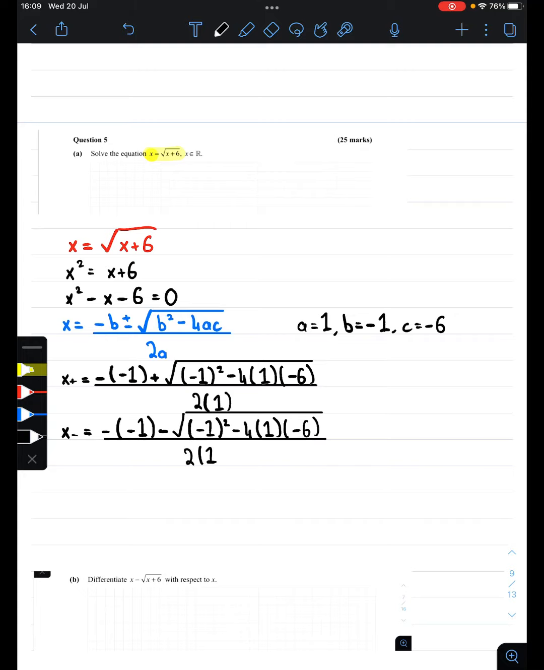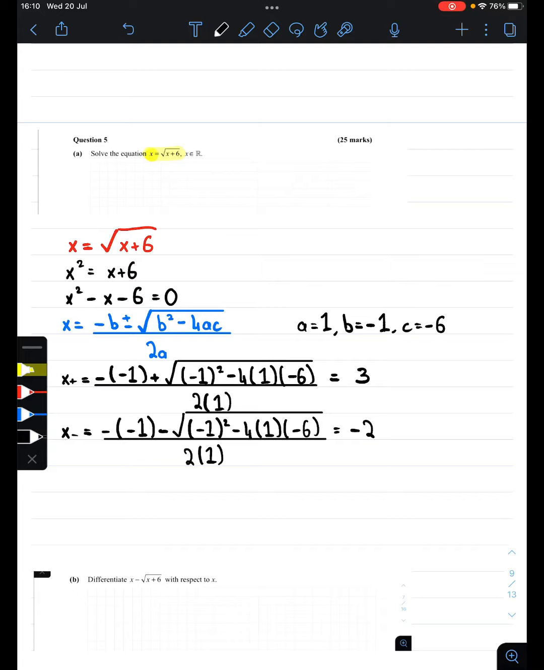Alright, so what do these equal? Well, we get 1 plus the square root of 1 plus 24, so the square root of 25. The square root of 25 is just 5. So we get 1 plus 5 over 2, which is 3. And for this one we get 1 minus 5 over 2, which is minus 2.